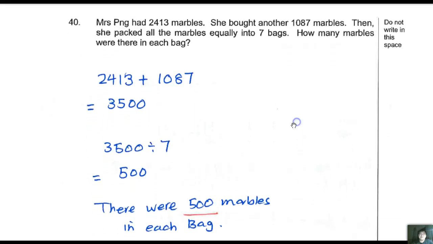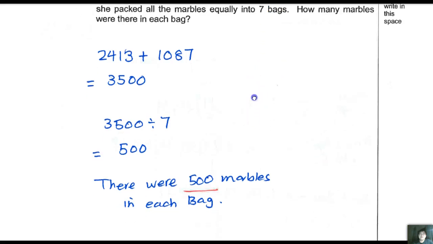Now Mrs. Peng had so many marbles, she bought another 1,000 over marbles, then she packed all into 7 equal bags. Now this is very straightforward and easy. Add up the two, right? She bought whatever she has, and she bought to this total. Packed in a group of 7. Take this total 3,005 divided by 7 is 500. So there were 500 marbles altogether. That's straightforward, this answer.